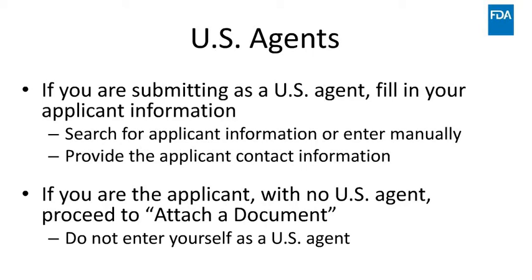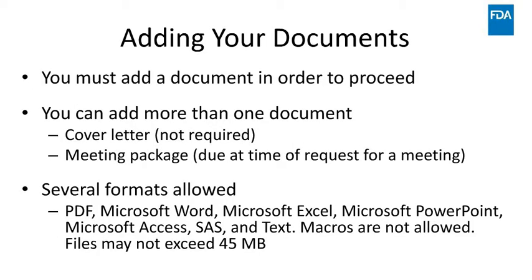If you're a U.S. agent, fill in your applicant information, and it's going to ask you to search for it. If you can't find it, you can enter it manually. And you're providing your applicant contact information. If you're the applicant and you don't have a U.S. agent, you can proceed on to attach the document. Don't enter yourself as a U.S. agent, so don't enter yourself twice as both the U.S. agent and the applicant if you're the same person.